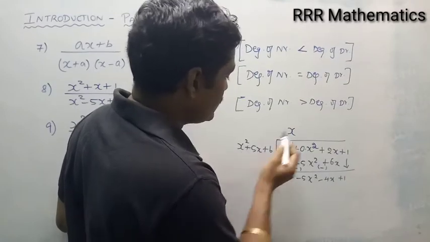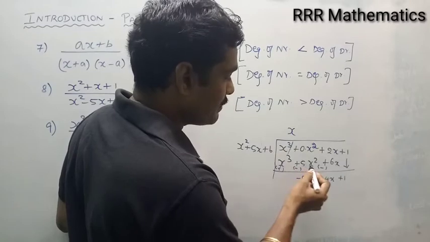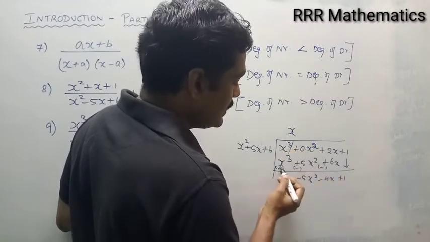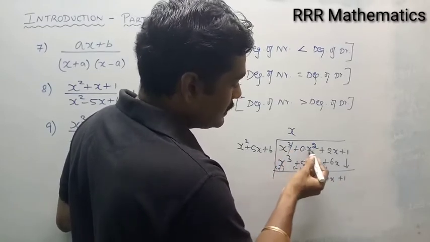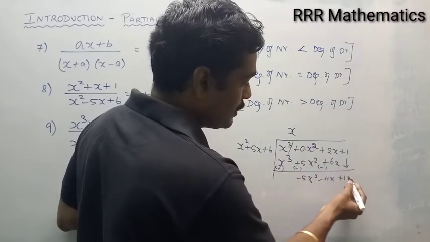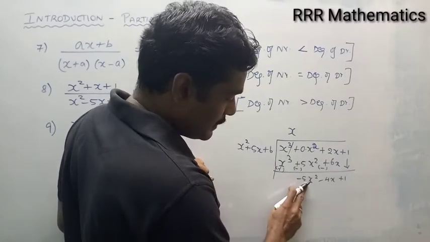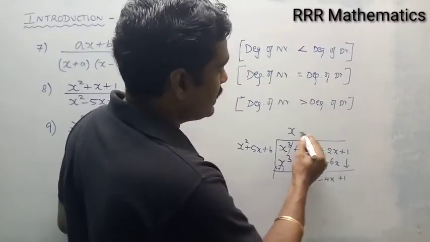First term divided by first term gives x. So x into x square is x cube, x into 5x is 5x square, x into 6 is 6x. I will change the sign. Cancel. 0. This is minus 5x square. 2 minus 6 is minus 4x, plus 1 you will drop. In the next step, divide the first term by first term. You will get minus 5.